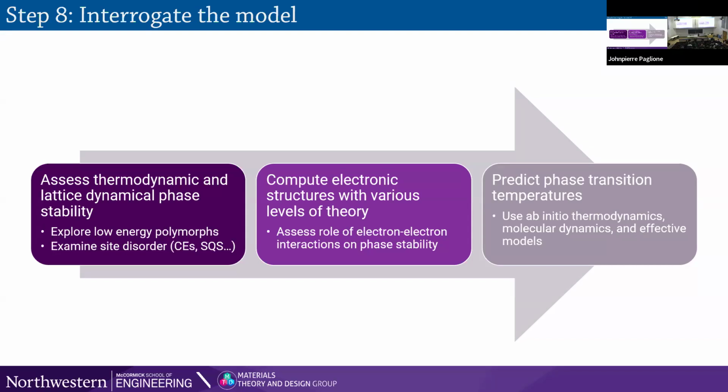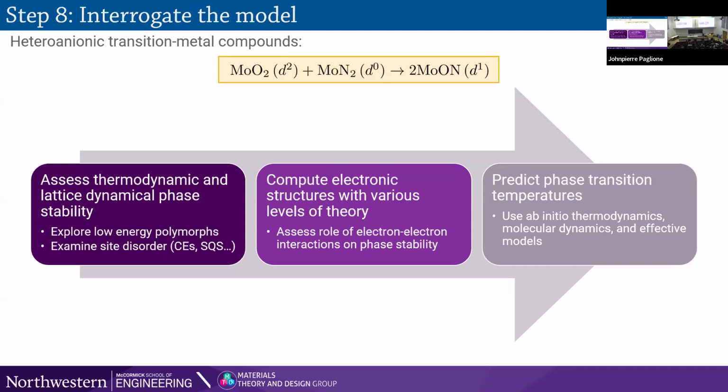We won't have time to go through all the details. Then what we can do is compute the electronic structure of those atomic structures with various levels of theory to understand the role of electron-electron interactions, magnetism, and so on. And then we can use more sophisticated techniques to estimate phase transition temperatures. But today, because we're winding down, we won't have time to do all of these things.